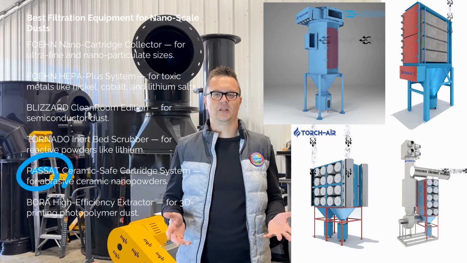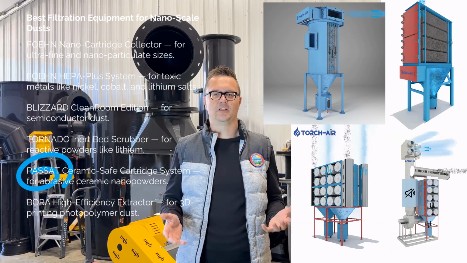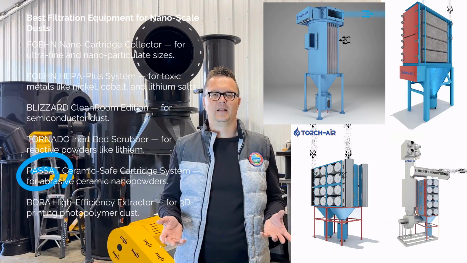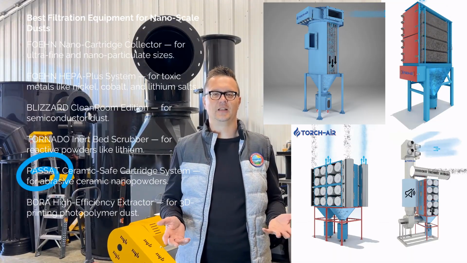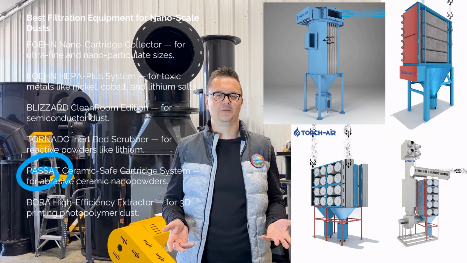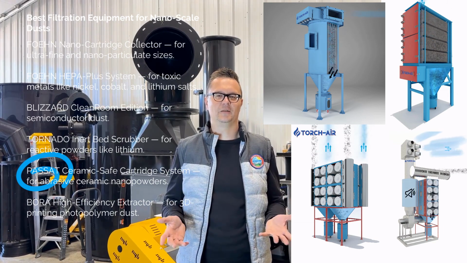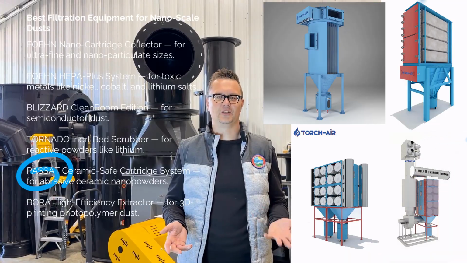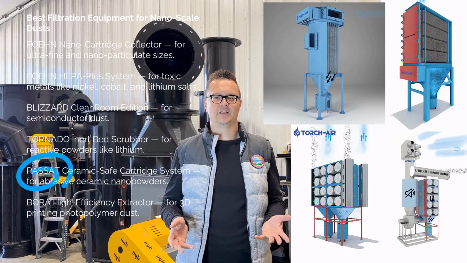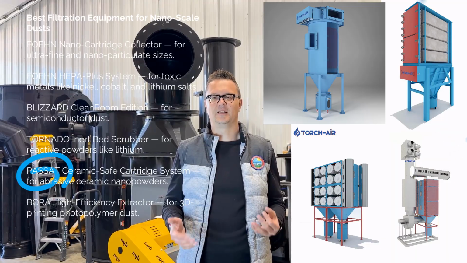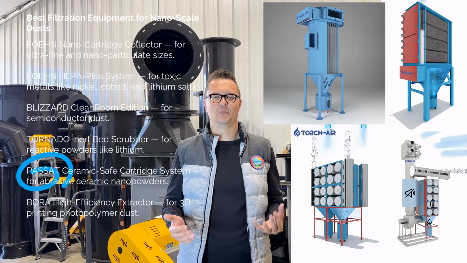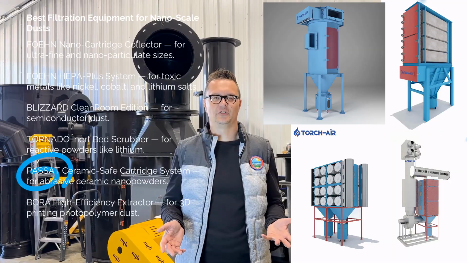Best filtration equipment for nanoscale dusts. Torch Air provides specialized systems. FOHN Nano Cartridge Collector for ultrafine and nanoparticulate sizes. FOHN HEPA Plus system for toxic metals like nickel, cobalt, and lithium salts. Blizzard Cleanroom Edition for semiconductor dust. Tornado Inert Bed Scrubber for reactive powders like lithium. Facet Ceramic Safe Cartridge System for abrasive ceramic nanopowders. Bora High Efficiency Extractor for 3D printing photopolymer dust. Nanoscale dust requires nanoscale filtration.